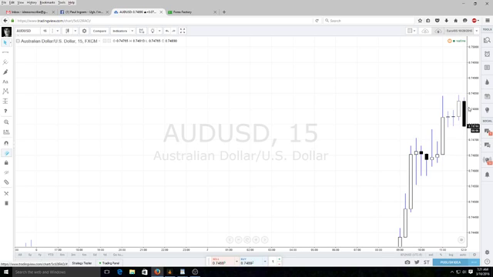That seems to be unimportant. As long as it covers the entire body of this candle, then that's a valid engulfing candle. Am I right to say that? I think so.